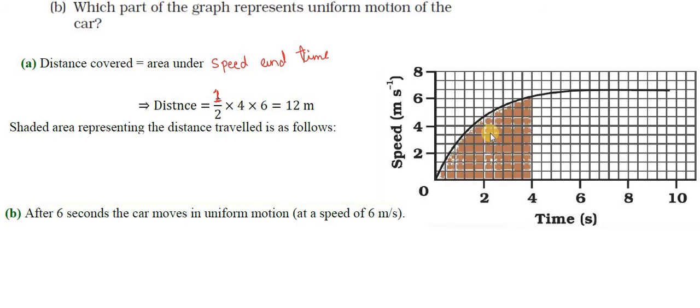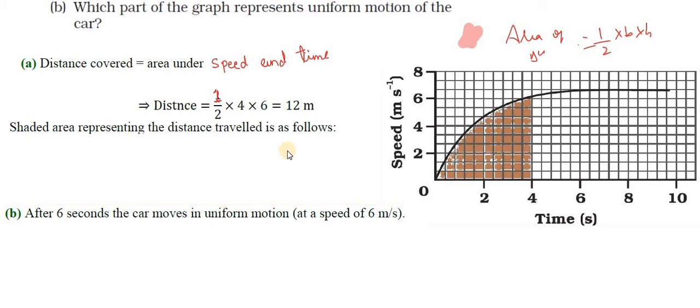So we know what the area under speed and time is. It almost looks like a triangle, right? It does not look exactly like a triangle, but it's almost a triangle, so we can consider it as a triangle. We know the area of a triangle is half times base times height.